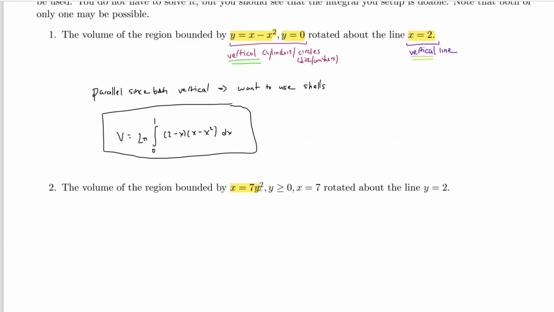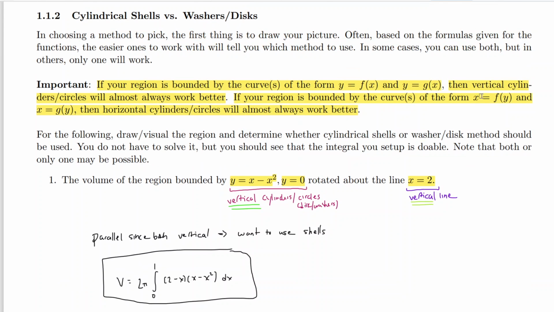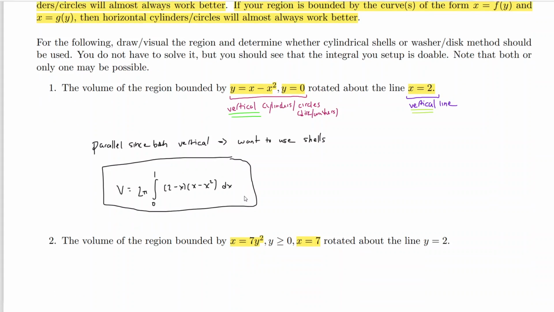All right, so what are we looking at here? Well, this y is greater than or equal to 0 is really just the region bound. If we didn't say this, it would be a slightly different region than what they actually want us to rotate, so it's not going to have a big impact. The real one I'm looking at here is the x equals 7y squared. Even the x equals 7, that's just a vertical line, so that's less important. This is telling me I really want horizontal because I have x equals. x equals functions are telling me I want some horizontal things.